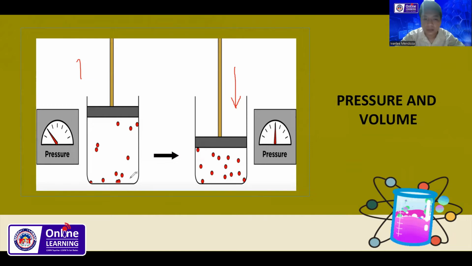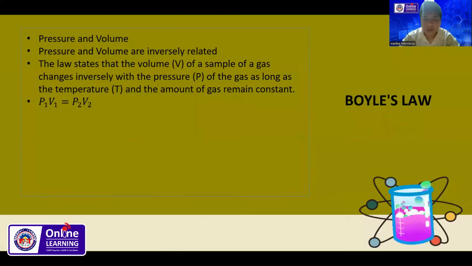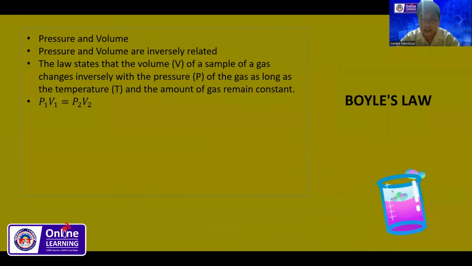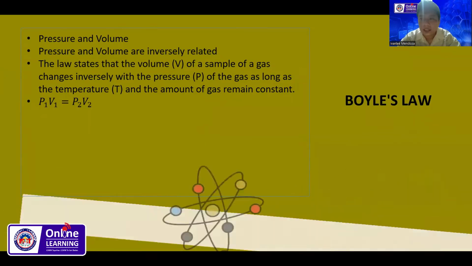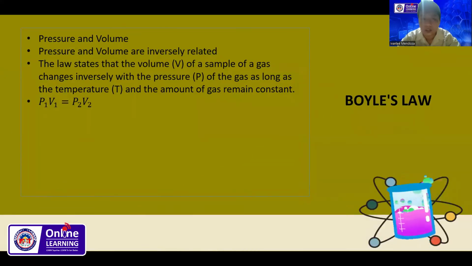Looking at this illustration, we observe that as pressure increases, the volume will decrease, or as pressure decreases, the volume will increase. So their relationship is inversely proportional. Now, we have some well-known laws in terms of gas. That is what we call Boyle's law, which is the relationship between pressure and volume.